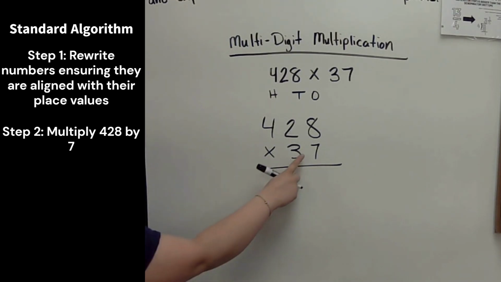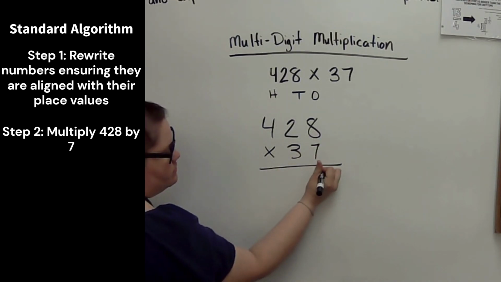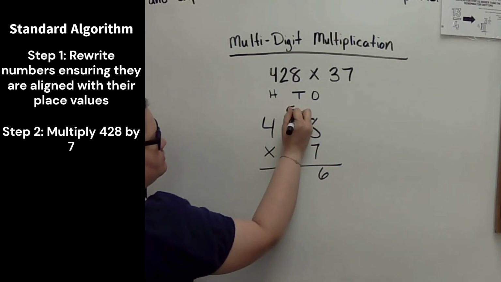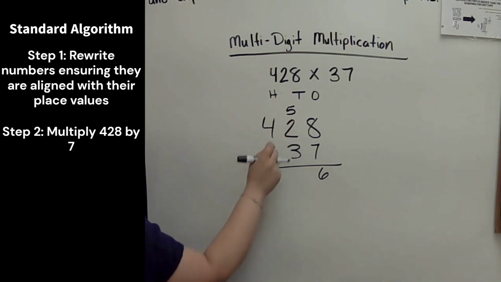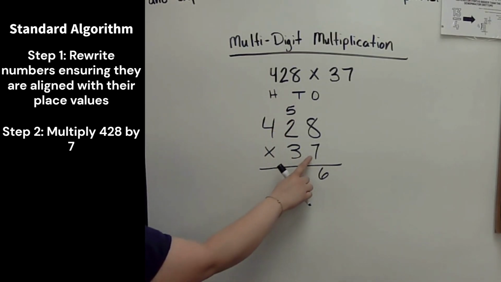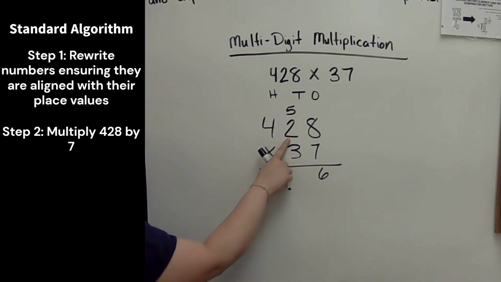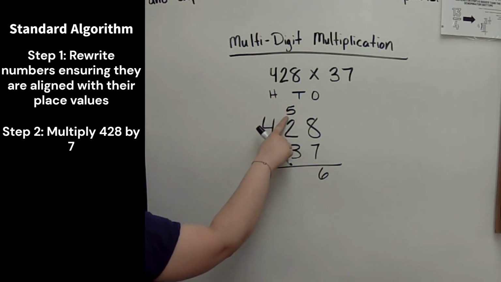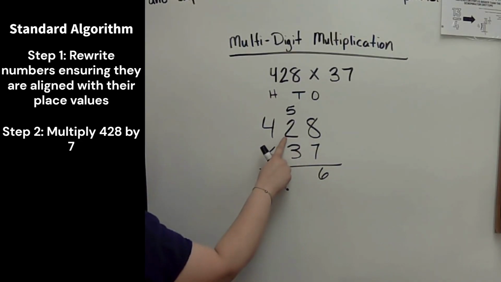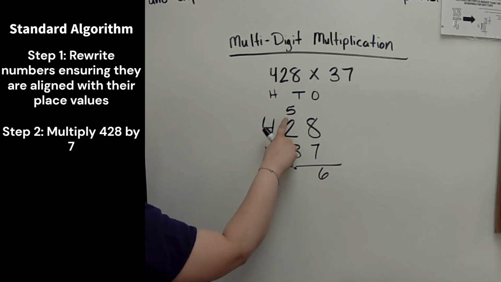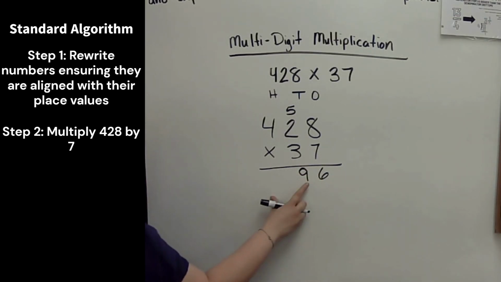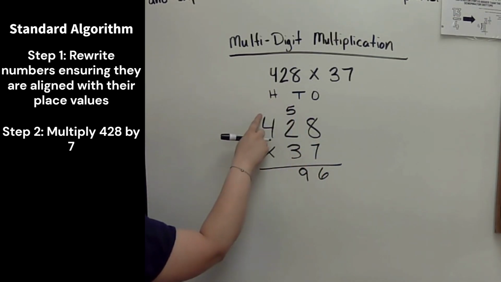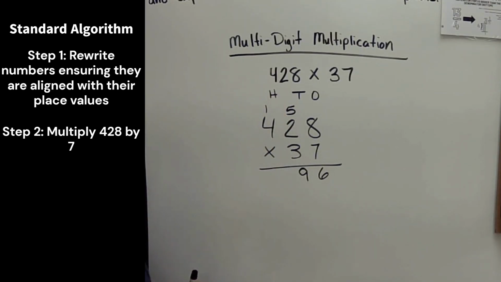So I'm going to do 7 times 8. I put my 6 down here and I carry my 5 to my tens place. I'm doing 7 times 2 next, and then I have to add the number that I carried over. So I have 14, 15, 16, 17, 18, 19. I write my 9 down here and I carry my 1 up here to my hundreds place.